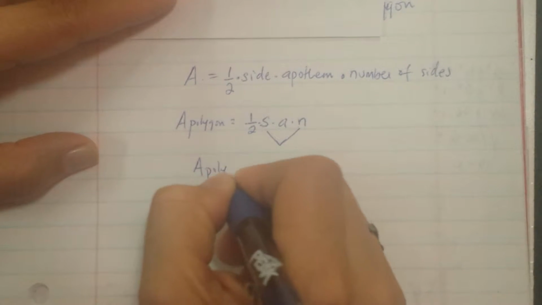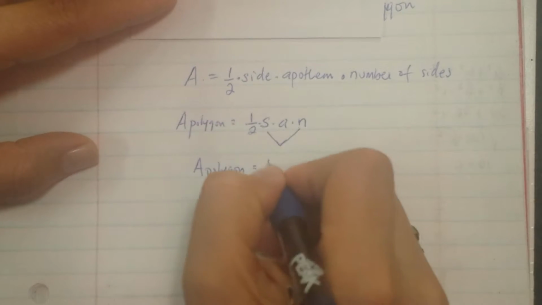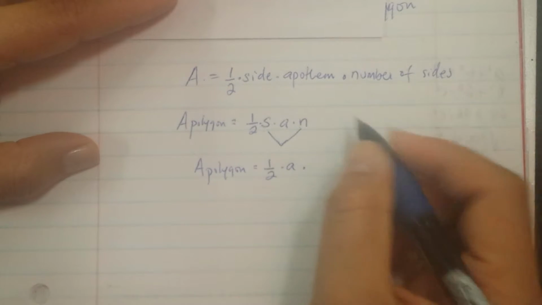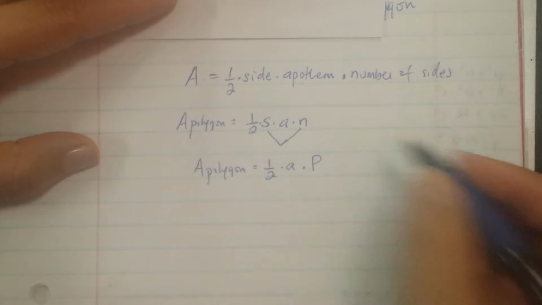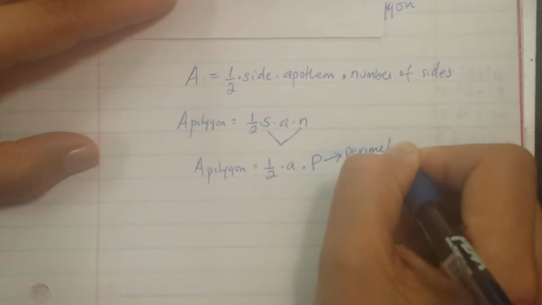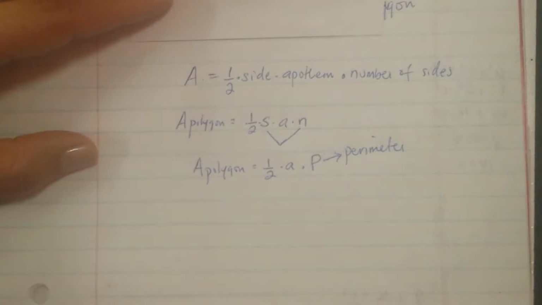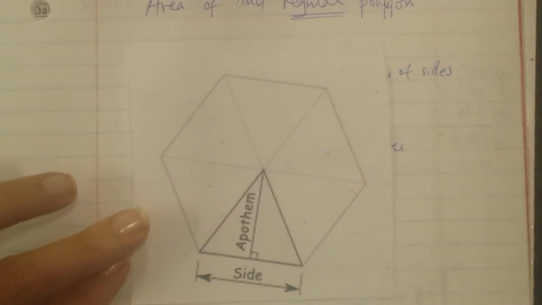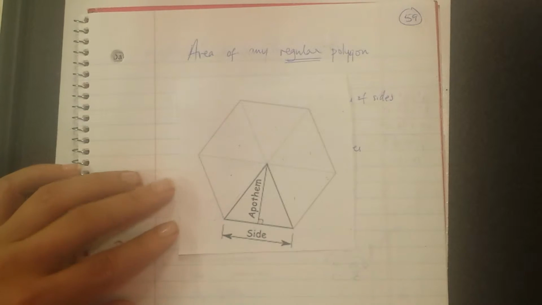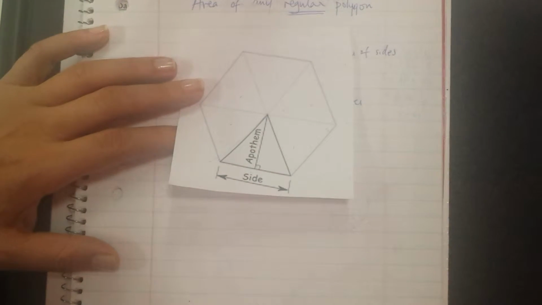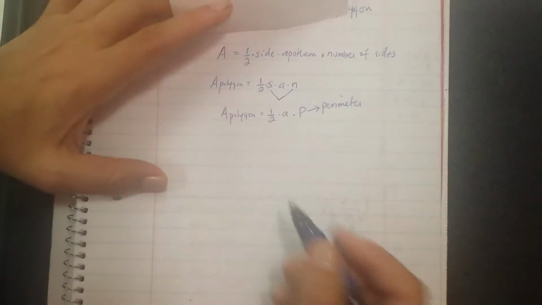So there are two formulas that you could look at: a half times the apothem times P, capital P for perimeter. Once you know that, the questions are rather straightforward. So let's take this one for example.